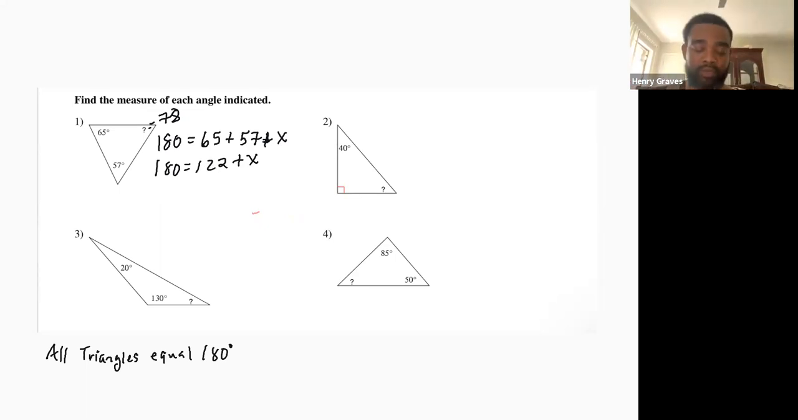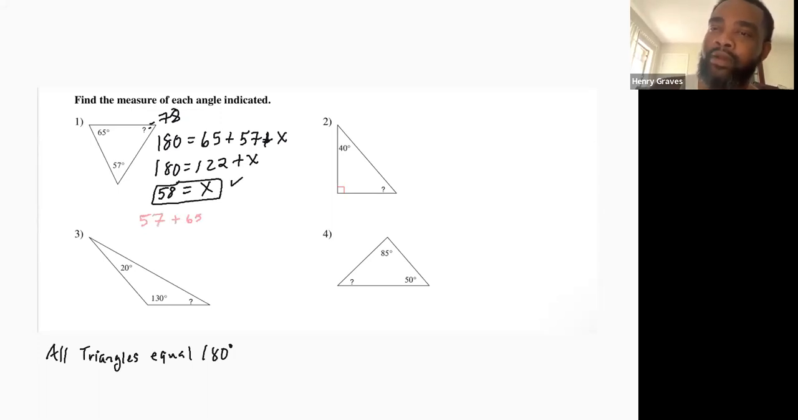So 180 minus 122 is indeed 58. That's much better. I'm like, what the heck? That's how you can catch yourself on these, guys. So now I can check my work. So I'm going to add 57 plus 65 plus my answer 58. And let's see if it equals 180. I add 57 plus 65 plus 58 and it is indeed 180, and my answer checks out to be fine.